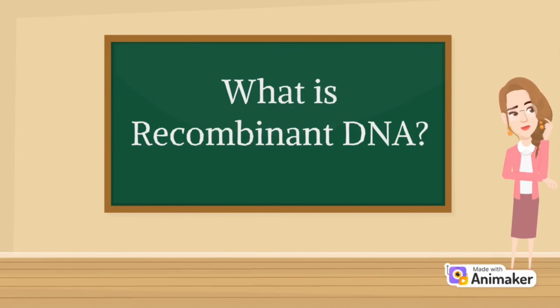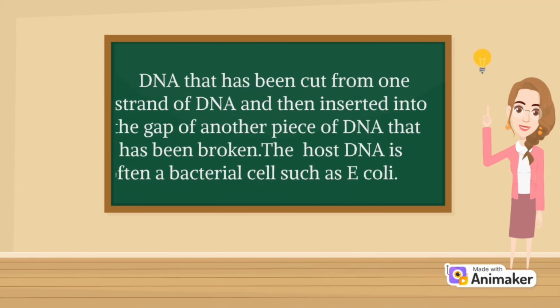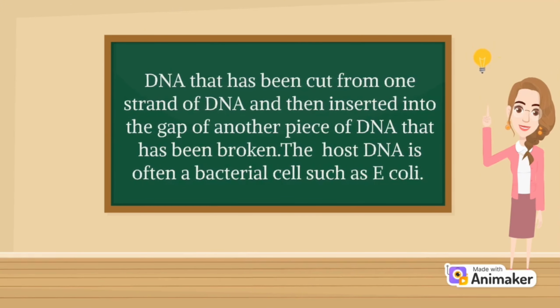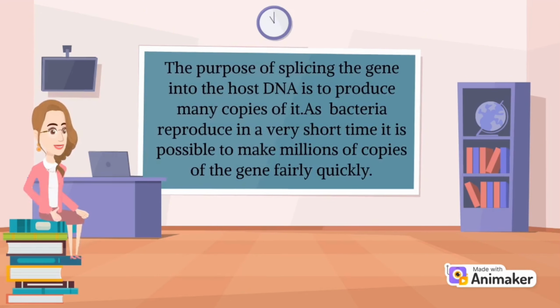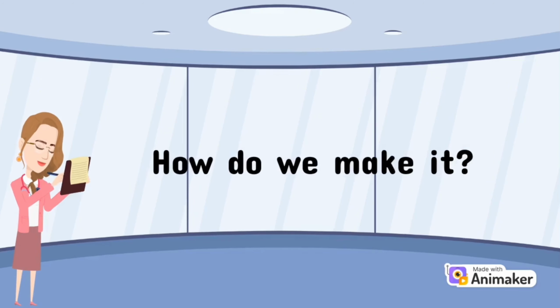What is recombinant DNA? It is DNA that has been cut from one strand of DNA and then inserted into the gap of another piece of DNA that has been broken. The host DNA is often a bacterial cell such as E. coli. The purpose of splicing the gene into the host DNA is to produce many copies of it. As bacteria reproduce in a very short time, it is possible to make millions of copies of the gene fairly quickly. How do we make it?